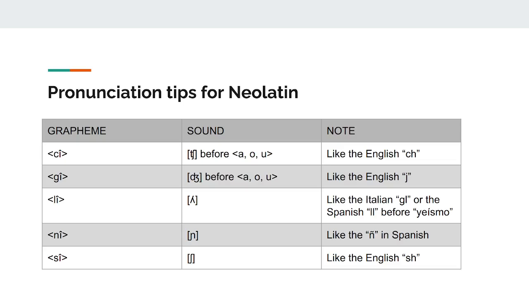And to be brief here, I'm just going to pronounce the graphemes in the table. As you can see, we have the i hat or i circumflex in these graphemes. So we have cha, ja, ya, nya, sha.